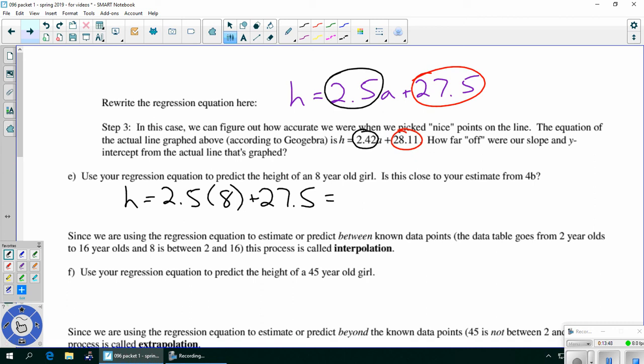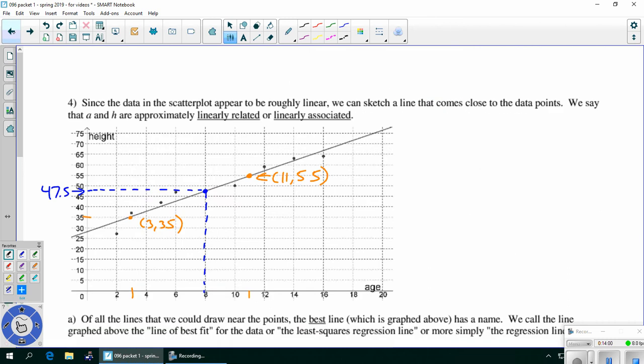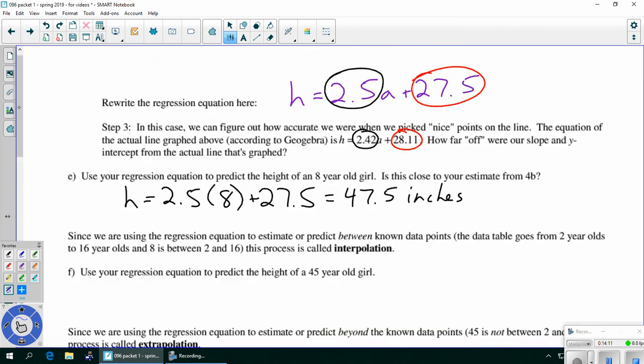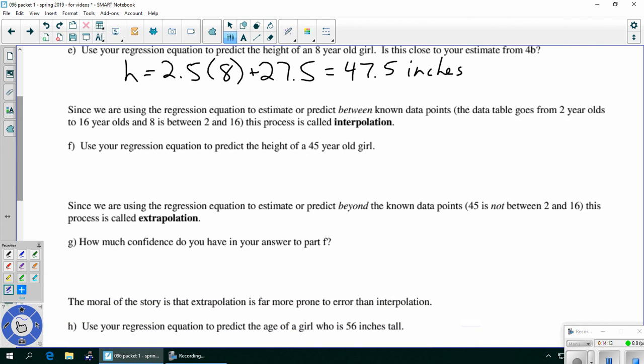Okay, and then you type this in the calculator or just do the arithmetic. So what is that? I think that's 20 plus 27.5, 47.5 inches. So is it close to the estimate we got in 4B? Well, remember in 4B, we looked at these blue dotted lines, went to an 8-year-old girl and went up to the diagonal line, and then we estimated, hey, we hit it on the head. 47.5 was exactly our guess reading the graph, and the equation confirms our guess.